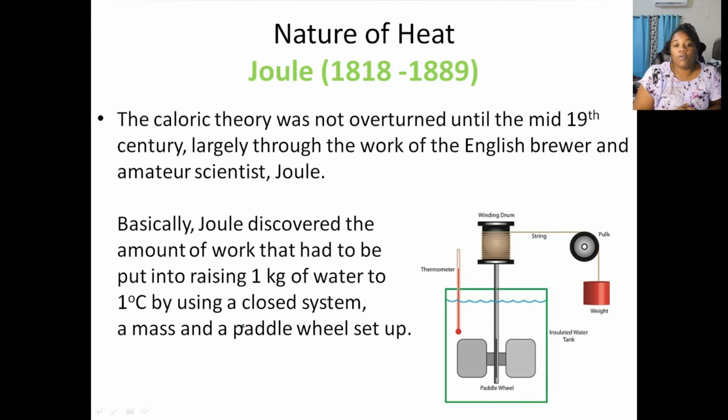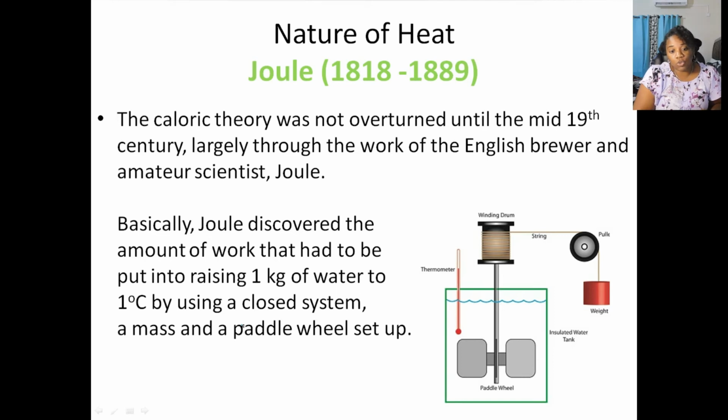The caloric theory was not overturned until the mid-19th century, largely through the work of the English brewer and amateur scientist Joule. We realized that these people were not really into science, they were just doing their thing on the side. And these were all observations that they put in, and they realized something was wrong with what the scientists of the day were saying.